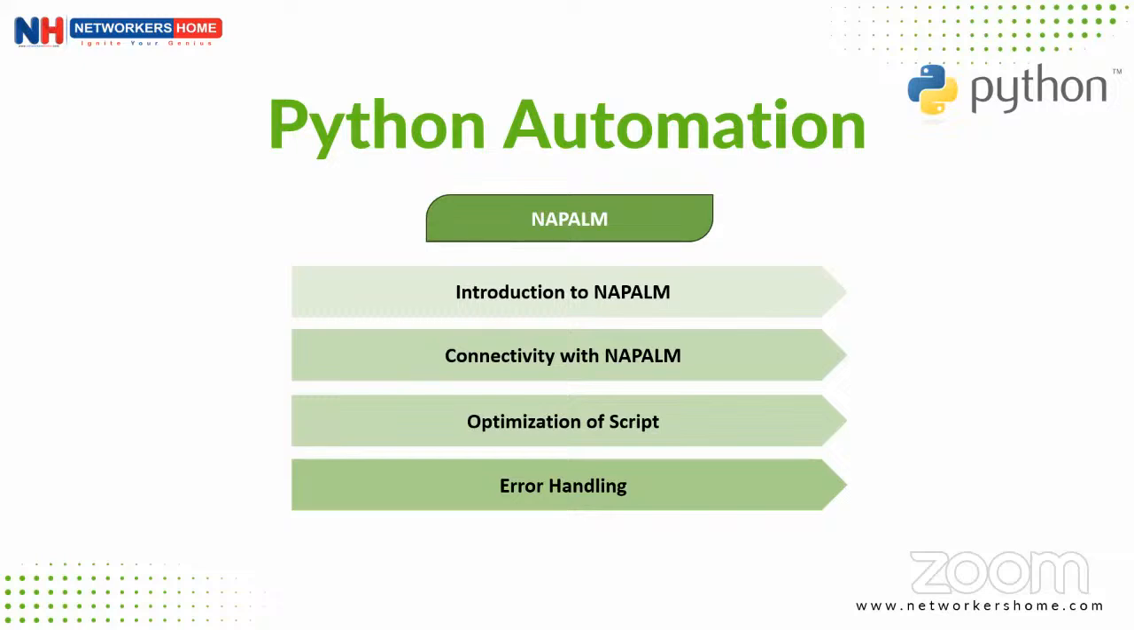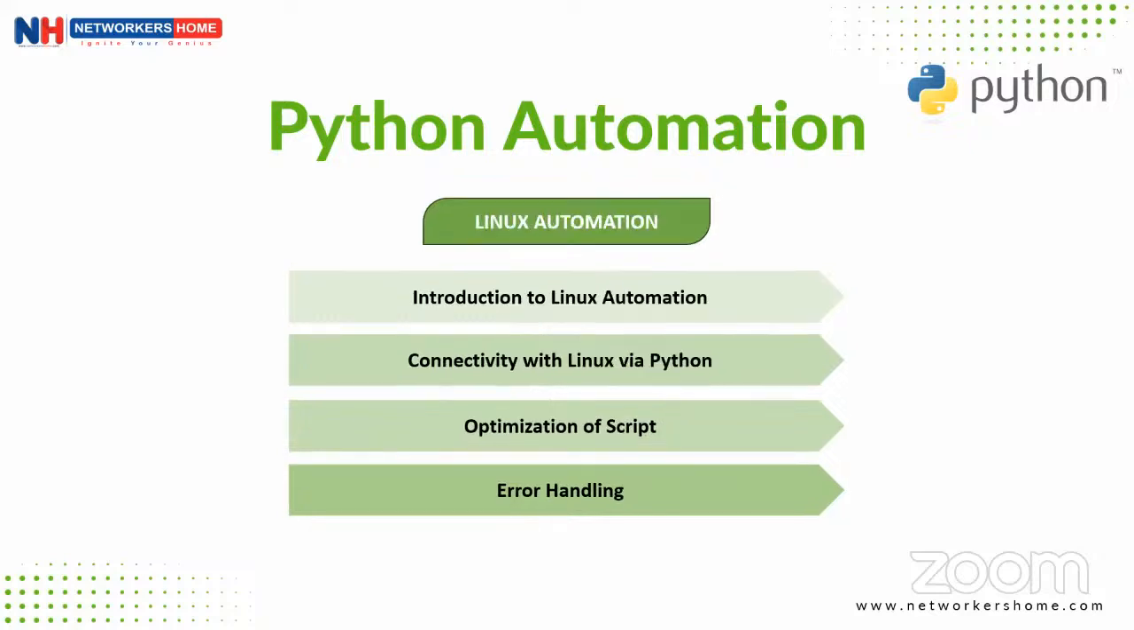Now we'll see how we can automate a Linux environment. To operate with Linux operating systems, we need to understand the Linux infrastructure. So we'll have a little bit of introduction to the Linux environment. Then we'll understand how we can automate the Linux environment. Then we'll try to connect to the Linux environment via Python, and we'll optimize those scripts, and we'll deal with the errors that we encounter while connecting to the network environment.